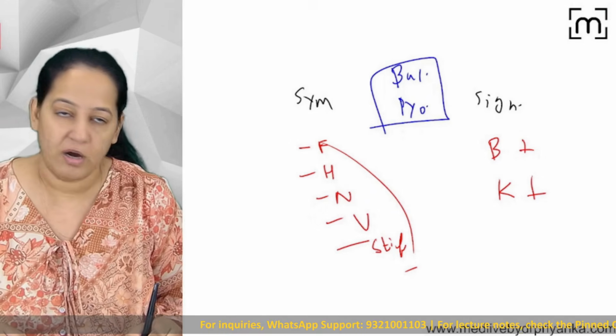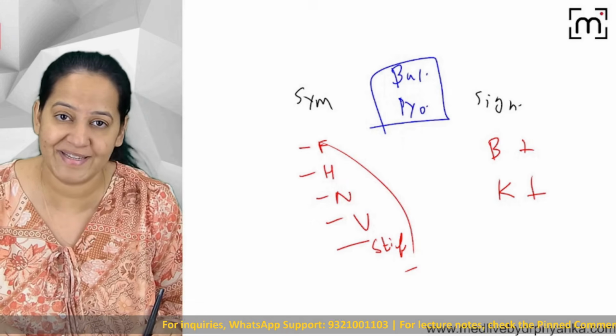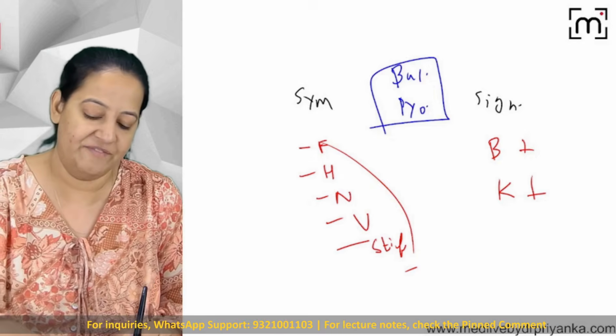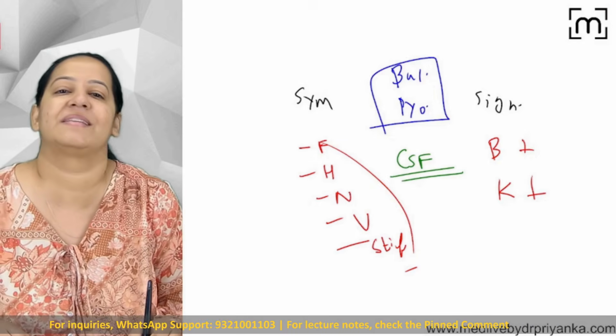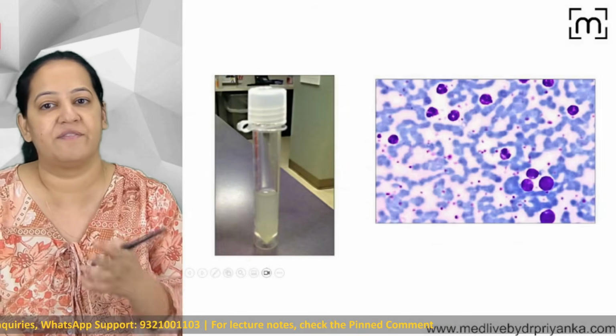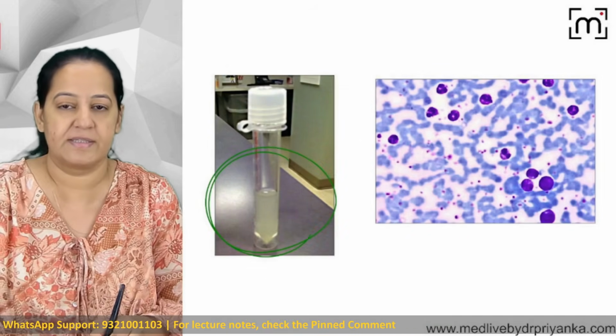How should I confirm? I will do the lab diagnosis. What sample should I take? Shall I take a blood sample? Shall I take a stool sample, saliva sample? No. I will take only one sample, CSF. I will do the lumbar puncture. Via lumbar puncture, we take the CSF out. Here is the CSF. You can see this is the CSF.